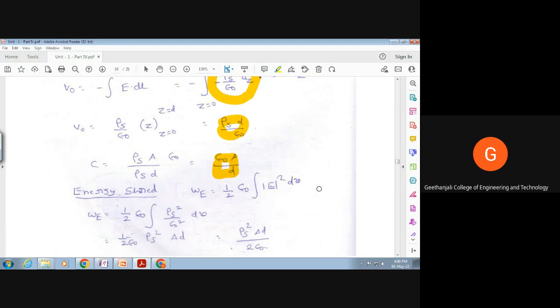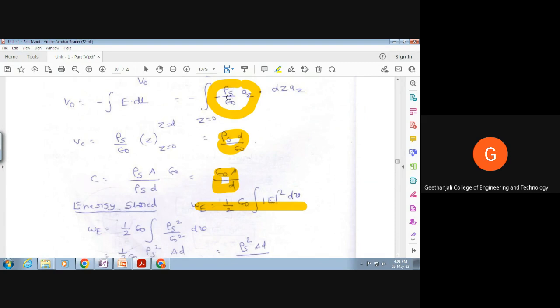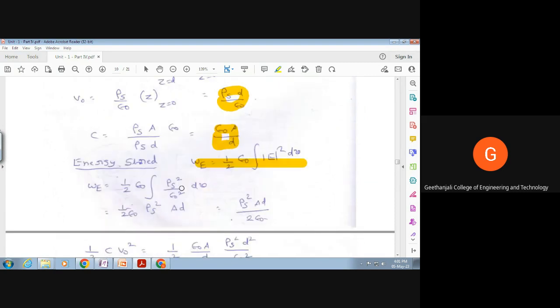So that is the expression for the capacitance of a parallel plate capacitor. Now we can also verify that the energy stored in a capacitor is half CV square. And because a capacitor stores energy in the form of electric field, we also have the expression WE is equal to 1 by 2 epsilon naught integral magnitude of E square dV. This is the general expression for the energy stored in an electrostatic field. Now WE is equal to 1 by 2 epsilon naught. What is E? E is equal to rho s by epsilon naught. E square means rho s square by epsilon naught square, integral dV.